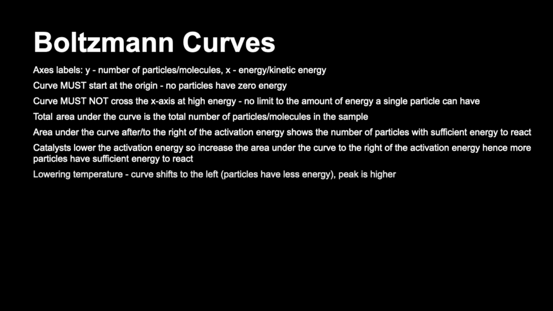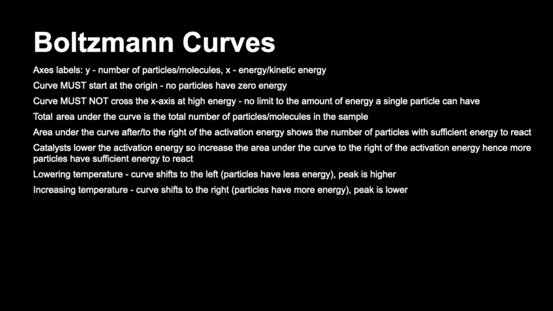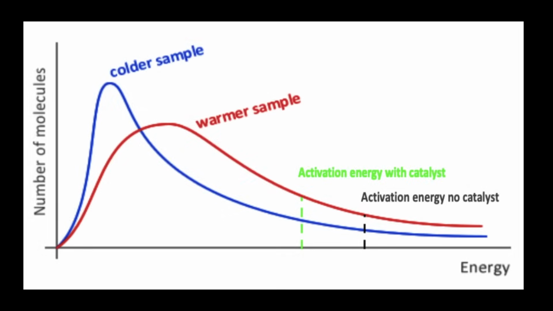And we'll just talk about the different temperature curves. So lowering the temperature, the curve will shift to the left because the particles have got less energy. The peak gets higher, so it kind of bunches up on the left-hand side. And then if you increase the temperature, the curve will shift to the right because the particles have got more energy now and the peak of the curve is lower. So I know you'll have seen this hundreds of times before, but here's a picture with all of that on.